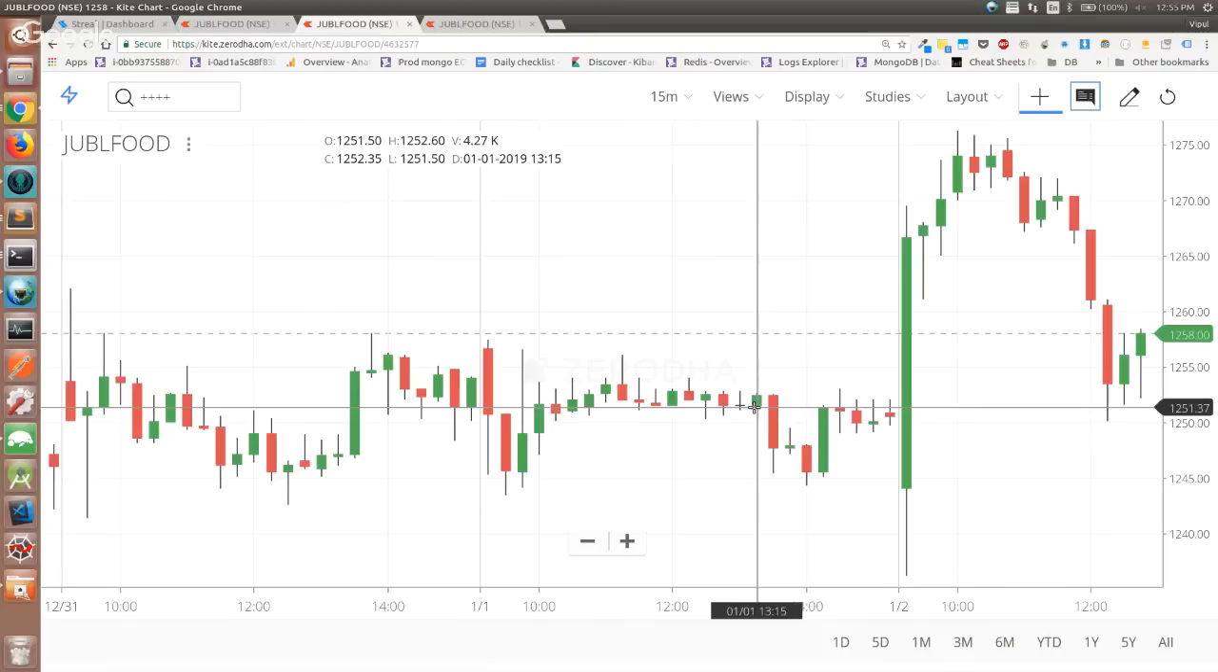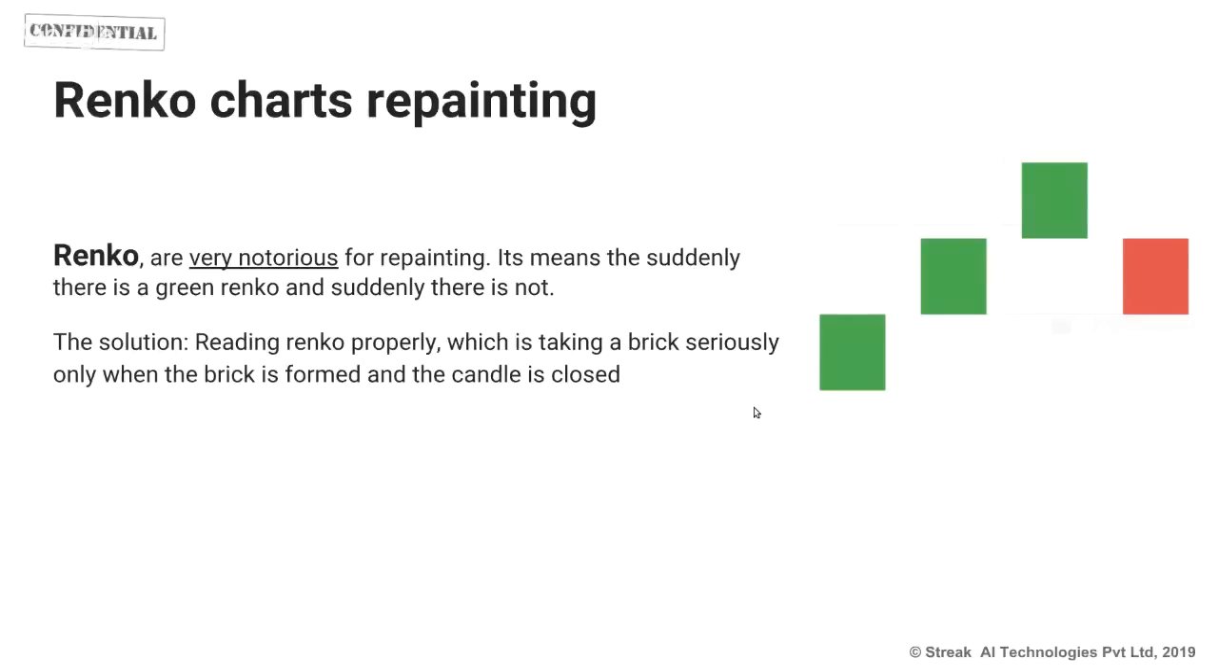So if the opening time, which is mentioned here as 1:15, it closes at 1:30, right? 15 plus the opening time.